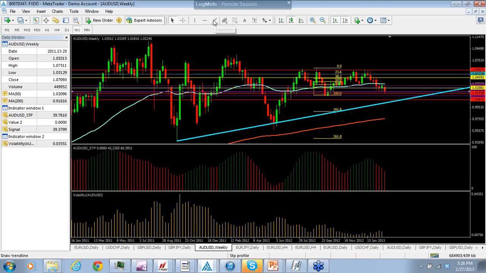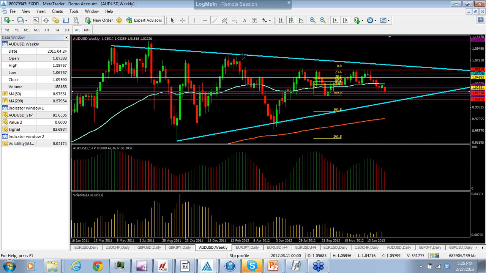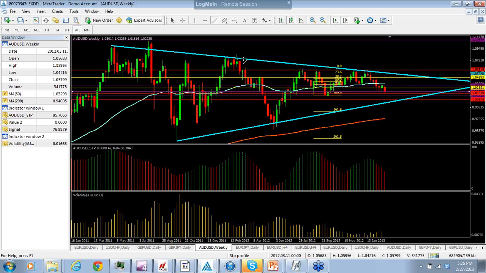So this is my weekly chart. This is going back into the middle of 2011, where I can draw my areas of support and resistance, meaning my trend lines. Okay, and there you have it.